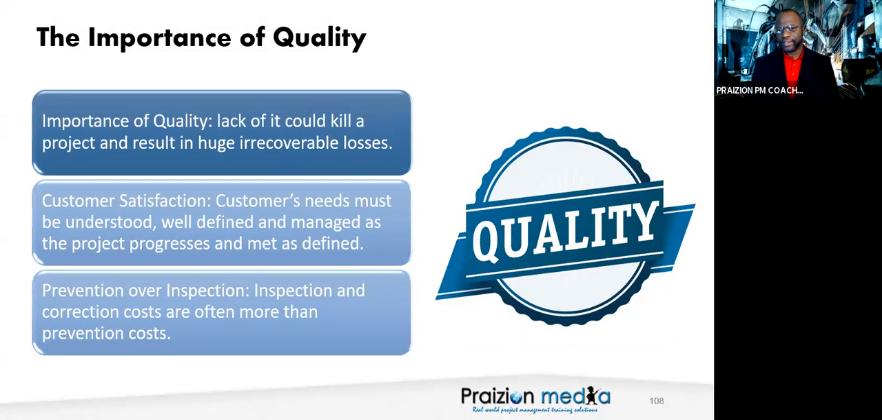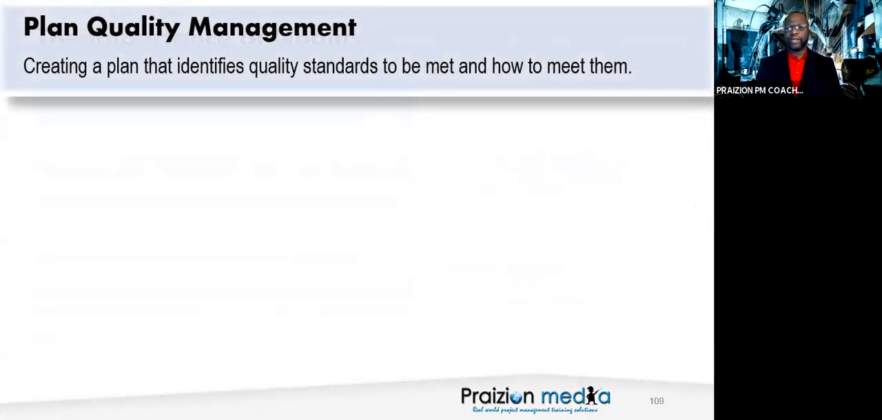Customer satisfaction is key. If the customer is not buying from you, you have a problem and you could run out of business. So prevention over inspection is valued a lot in quality. We want to prevent things before they happen. How do we do that? Through quality assurance. But even before quality assurance, there should be quality management planning. The PMI referred to this first process as plan quality management. And this is where our first tool for the day comes from.